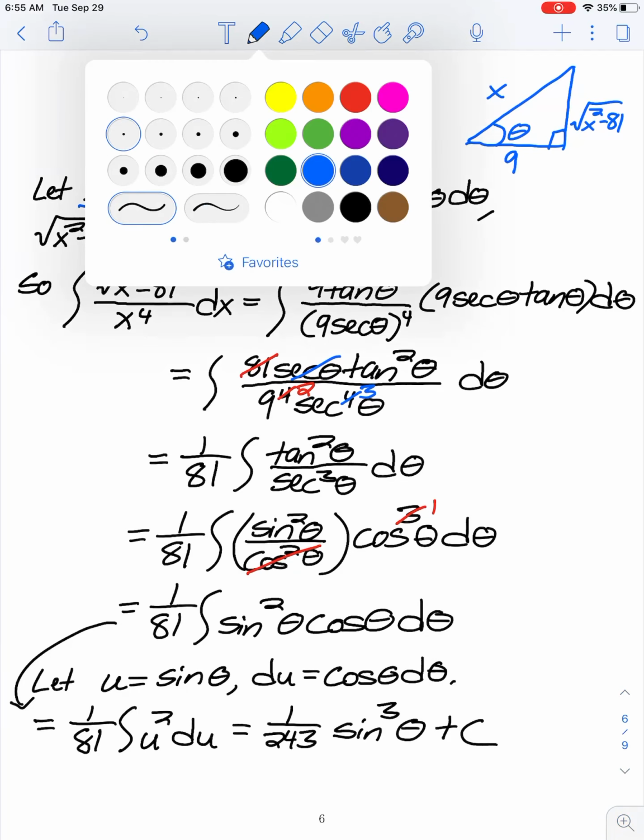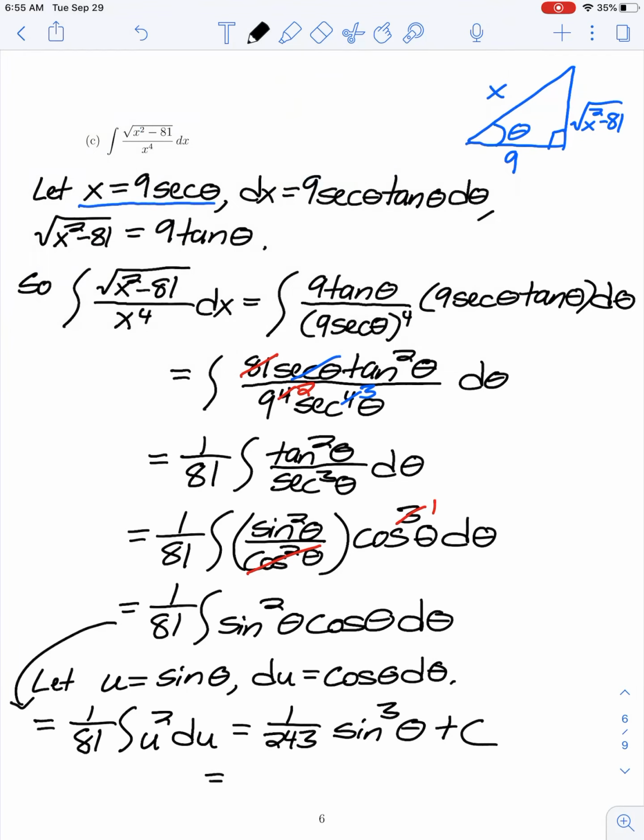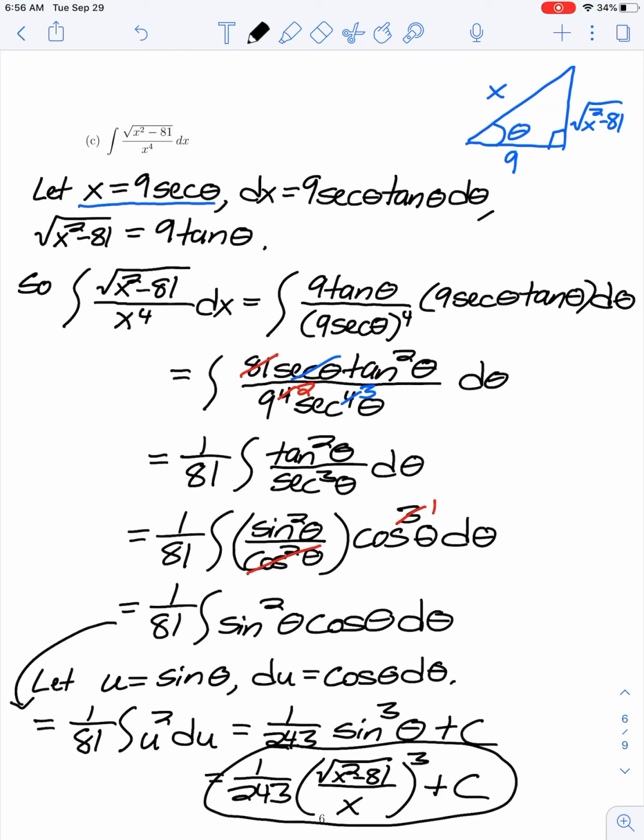So going back to our answer, well, we have 1 over 243 sine of theta cubed. So let's find sine of theta in terms of x using this triangle. Sine is defined in terms of a triangle as opposite over the hypotenuse. So I've got the square root of x squared minus 81 over x. I'm then cubing that quantity, and we've got our plus c. All right, so this would be my antiderivative for that function.